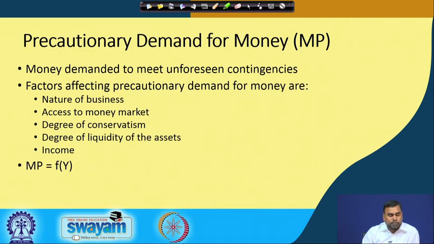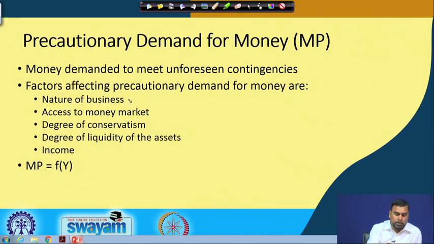Then there are various factors responsible for this, because business units as well as individuals are always ready to keep certain money for precautionary motives, that is, for the precautionary purpose. Then what are those? The first factor is what kind of business the company is doing. If the company is doing a relatively risky business, they want to keep certain money, or maintain some liquidity, to overcome the kind of uncertainty which may prevail in the market.